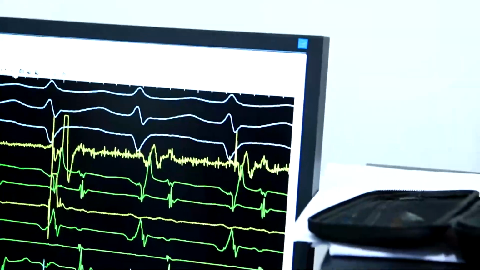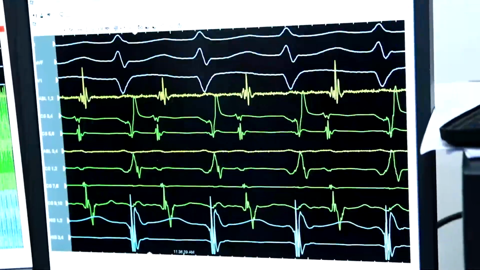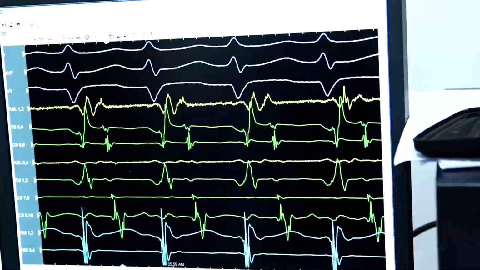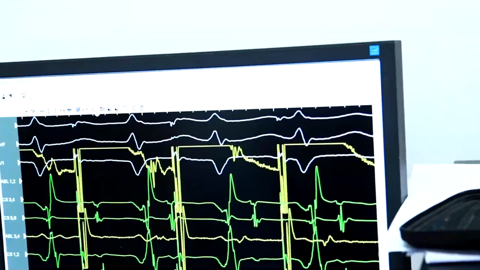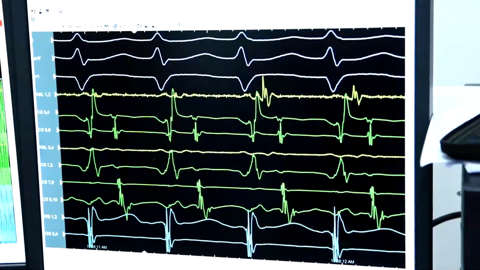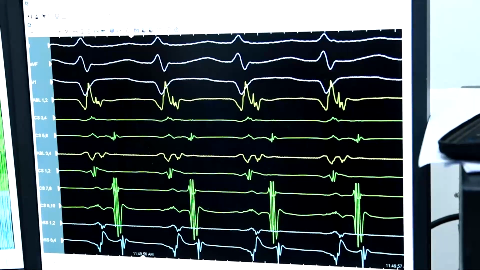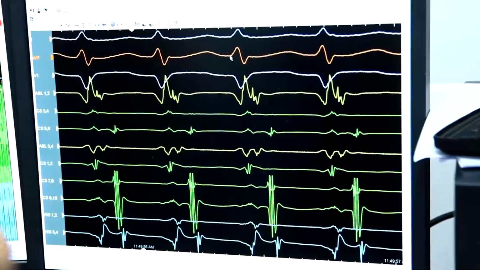This is the tachycardia running. We are trying to ablate, but we could not push. Then we thought if we pace the left ventricle, we might get close to the tachycardia. We can see that the VA time is very short here.